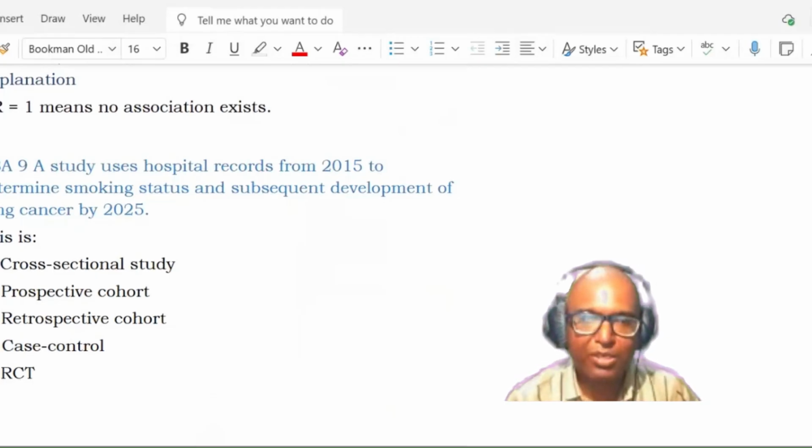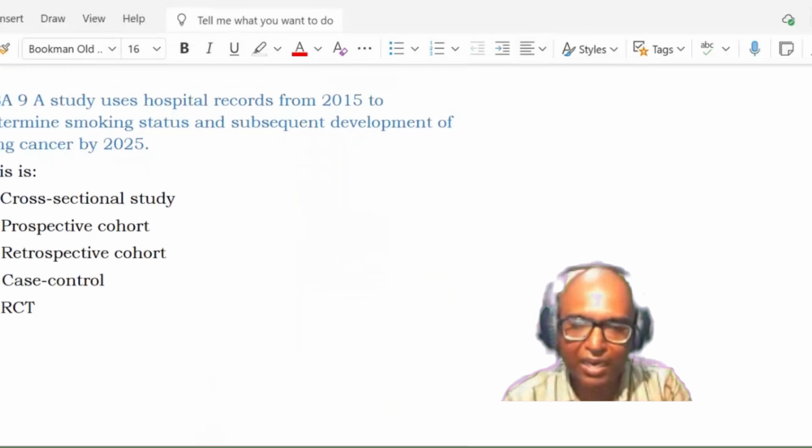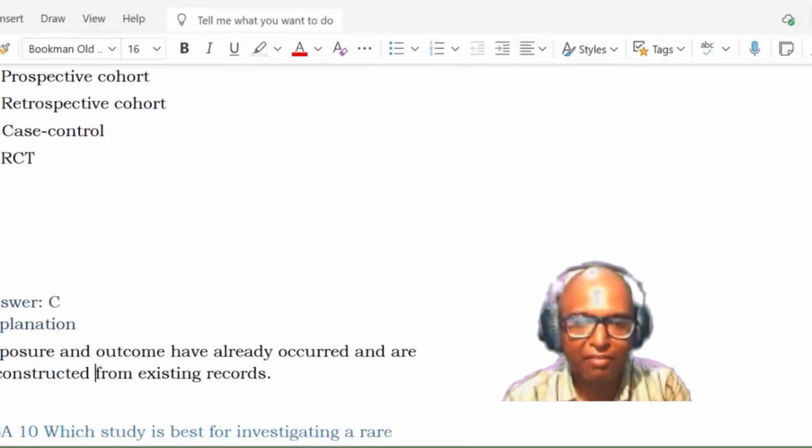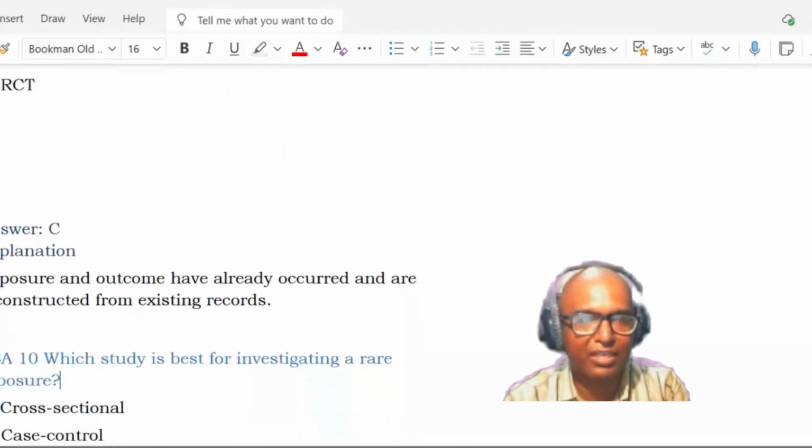Yes, C, retrospective cohort, because it begins in 2015 and it ends in 2025, though the study is conducted in 2025. So it is a retrospective cohort, because we have gone back retrospectively but collected data prospectively, from 2015 onwards till now. We are ultimately following them from 2015. So exposure and outcome have already occurred and are reconstructed from the existing records.